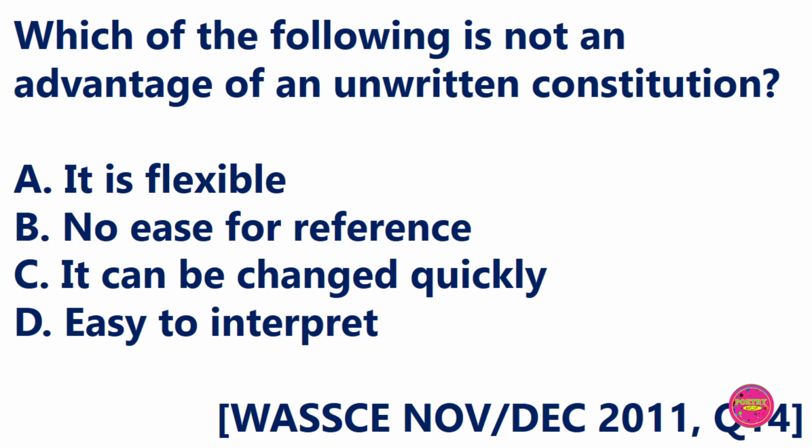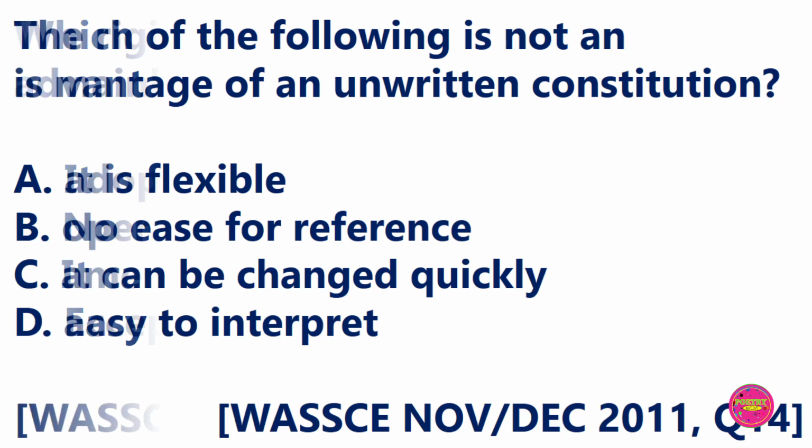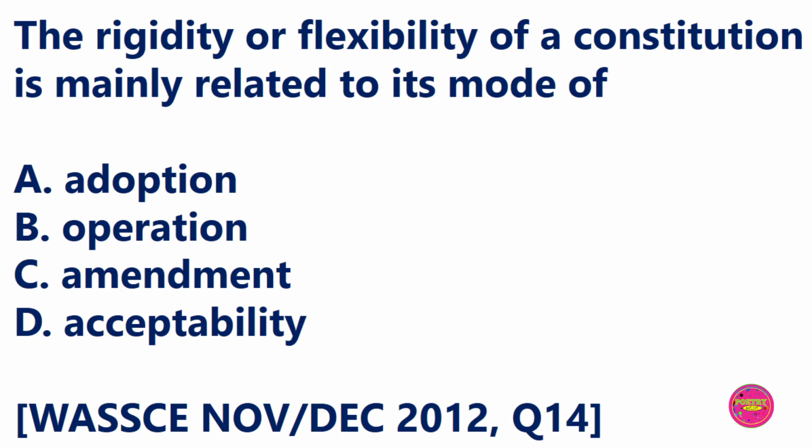Which of the following is not an advantage of an unwritten constitution? A. It is flexible, B. No ease for reference, C. It can be changed quickly, D. Easy to interpret. The correct answer to this question is B. No ease for reference.